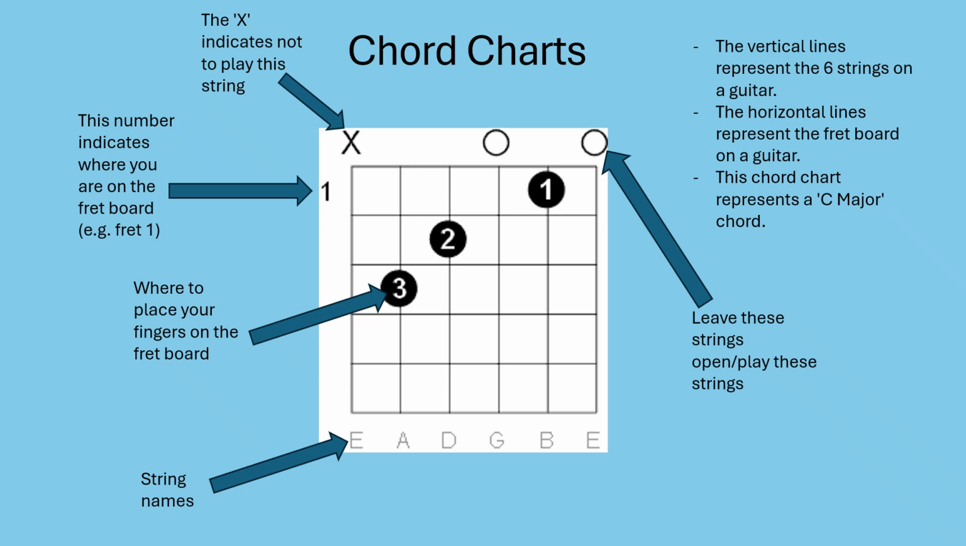The 6 vertical lines represent the guitar strings, while the horizontal lines represent the fretboard. The 3 black dots indicate where to place your fingers, and the X at the top of the chart tells you not to play that string, whereas the O's at the top of the chart tell you to leave the string open and to play it with the chord. Here is what the chord would sound like when played.